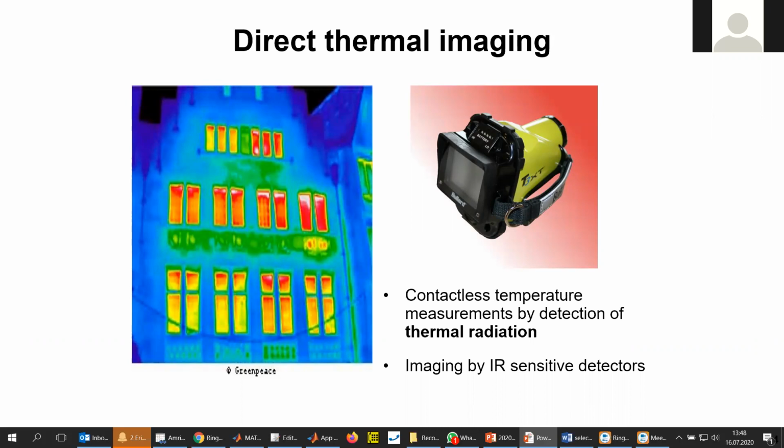So what is direct thermal imaging? It's a contactless method to capture the thermal radiation that has been emitted by an object. The image on the left here shows the intensity distribution of the thermal radiation of a building based on its local temperature. The IR radiation has been emitted off the surface of the building and then propagated to the detector of the camera.